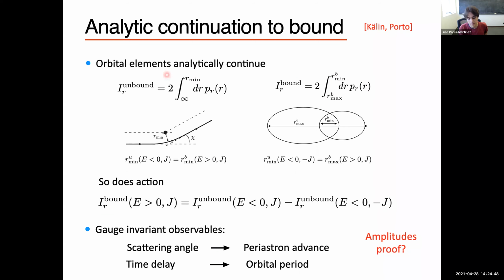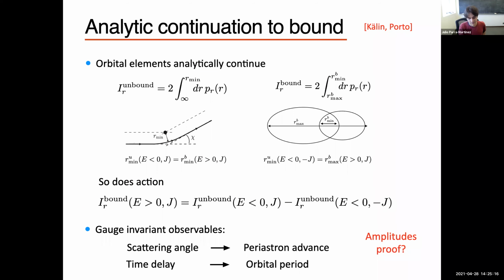So the minimal radius of approach in the scattering problem, by analytically continuing in the energy, and also by flipping the sign of angular momentum, gives you the endpoints of the path of the classical one. So there's a formula that looks like this, where you take the difference between plus j and minus j, analytically continue to negative energies, and you directly get this object for the bound case, which is the one that we're interested in for LIGO.